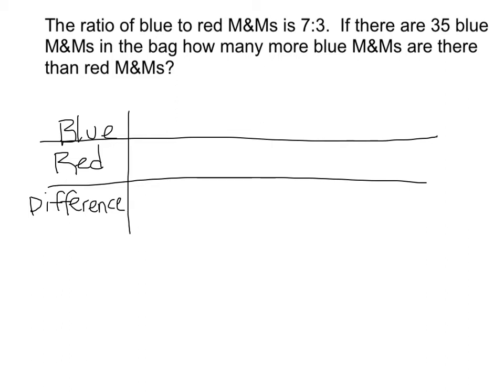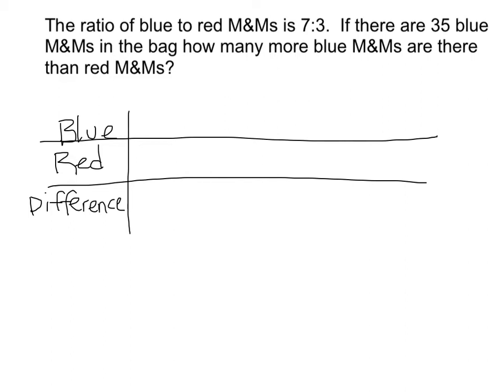If we think about the information we're being given, the ratio of blue to red, so we're comparing blue to red, so both of those need to be in our table. We're given how many blue M&Ms there are in the bag, but we're not finding red M&Ms, and that's why we have a 3rd row on the bottom of our table here. We have to find how many more blue M&Ms there are than red M&Ms. We have to figure out what's the difference between the blue M&Ms and the red M&Ms. So that's why I have another row at the bottom that says difference.